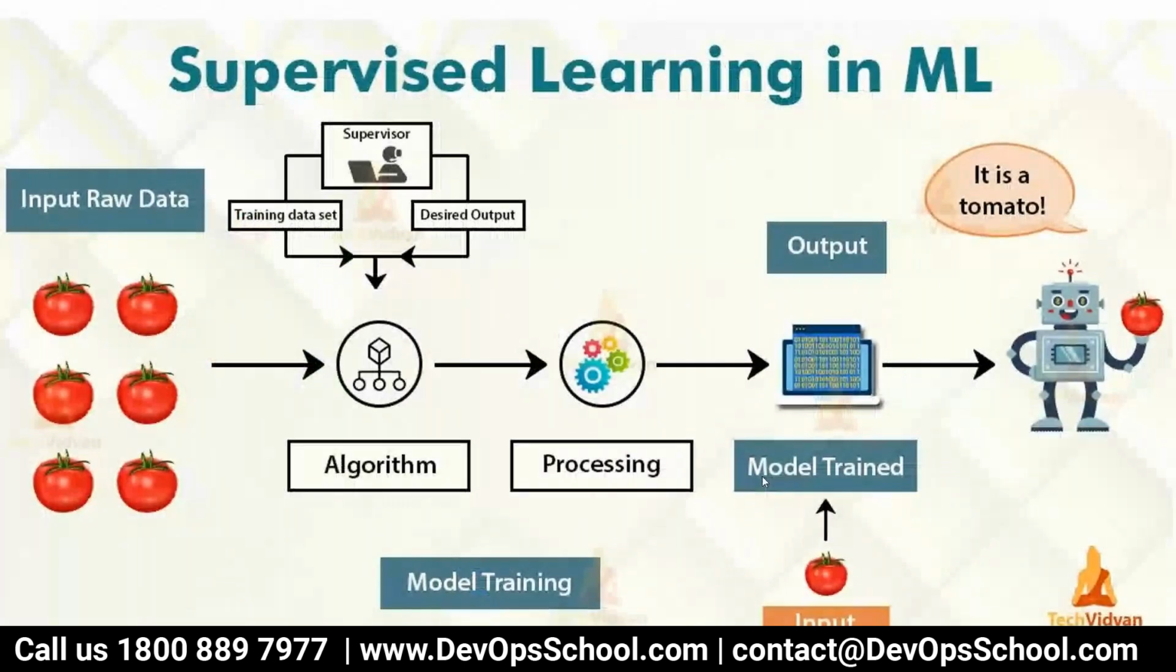One more example: here the input raw data, tomato, is passed through an algorithm. I'll talk about the algorithm in some time. The algorithm does some processing, the model gets trained, and then that model is able to tell you whether this is tomato or not tomato, something like that. So here you have labeled data, you have definite data, in supervised learning in ML. This is one more example.